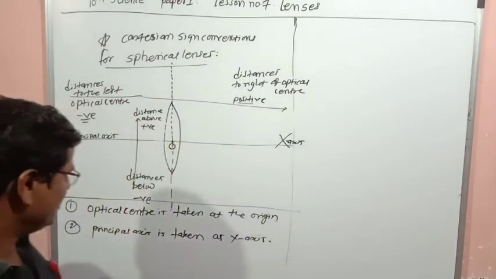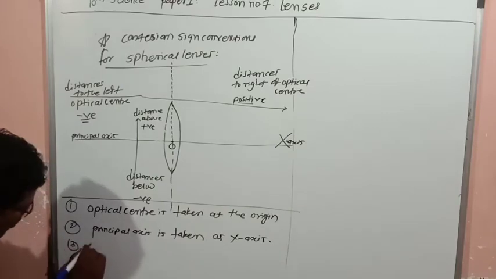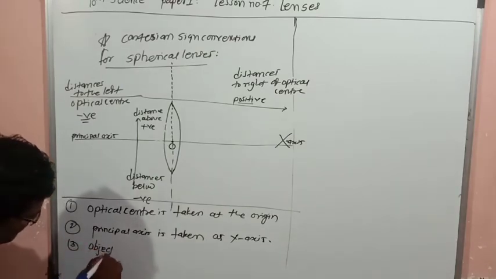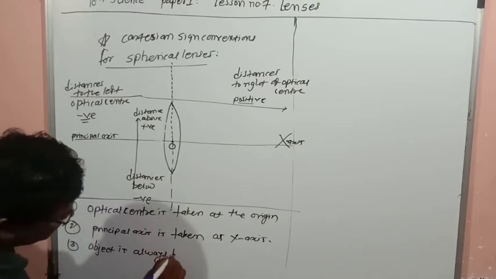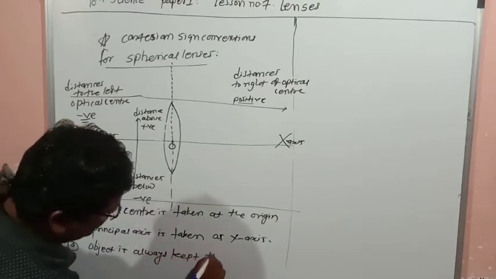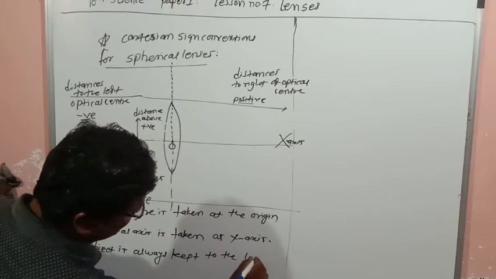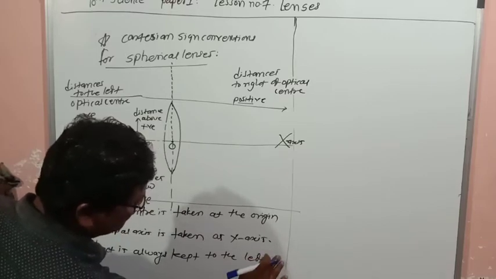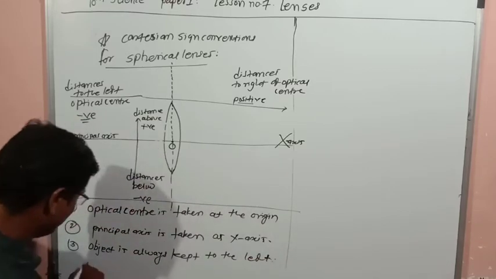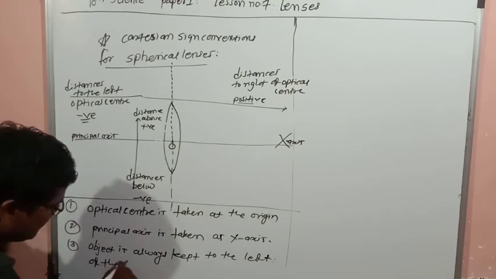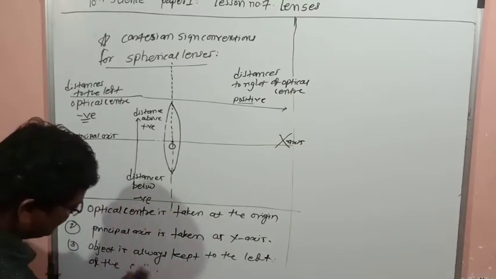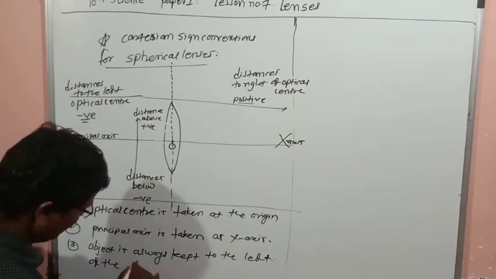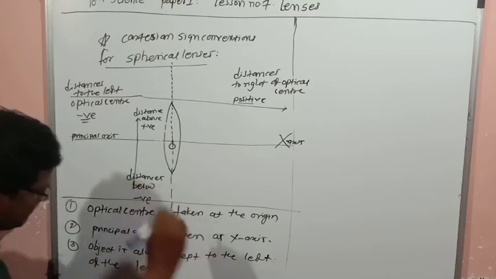Third point, object is always kept to the left of the optical center, or to the left of the lens. You can say to the left of the lens.